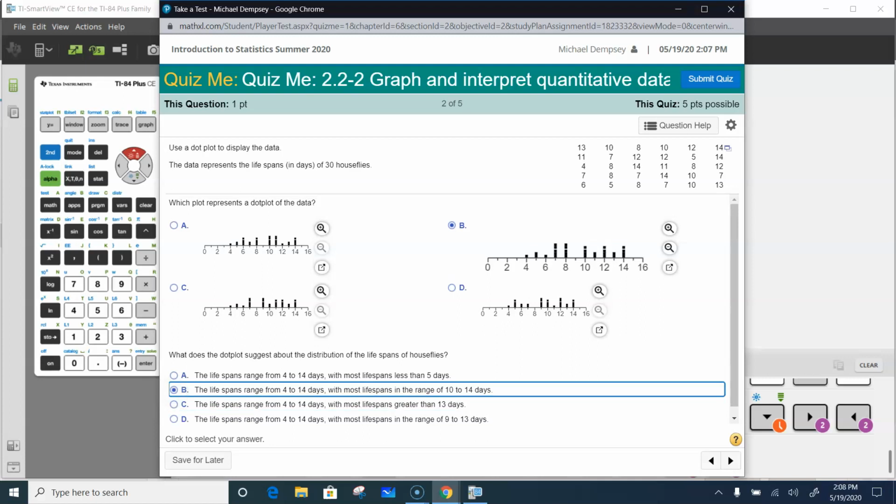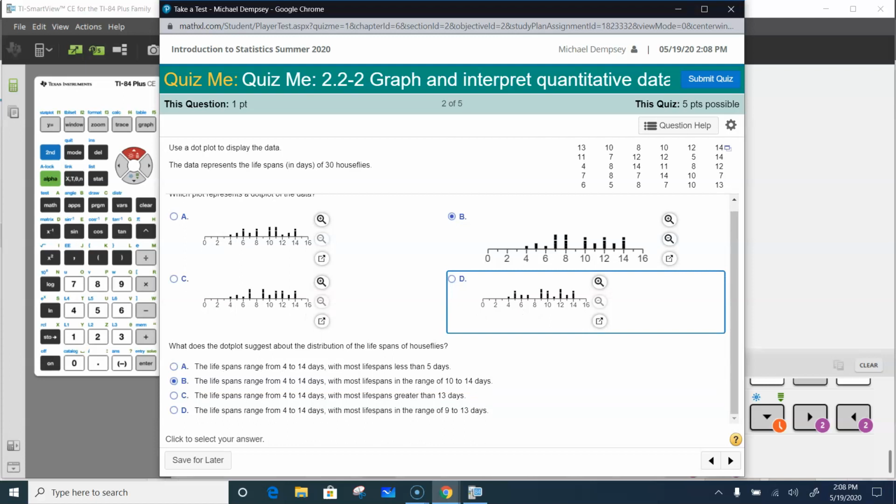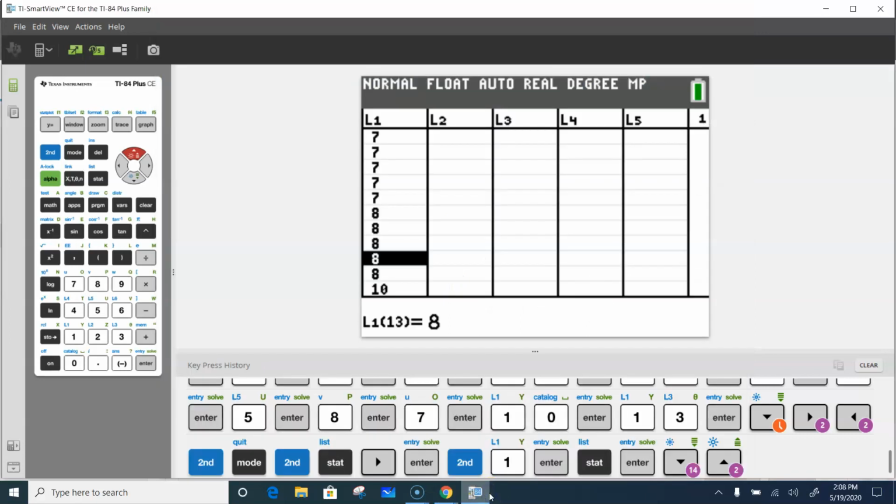Let's see what D says. Lifespans 4 to 14, with most in the range of 9 to 13. 10 to 14 or 9 to 13. 10 to 14 sounds a little bit more reasonable to me than the 9 to 13, because I don't see anything at 9. If I look at my list here, yep.